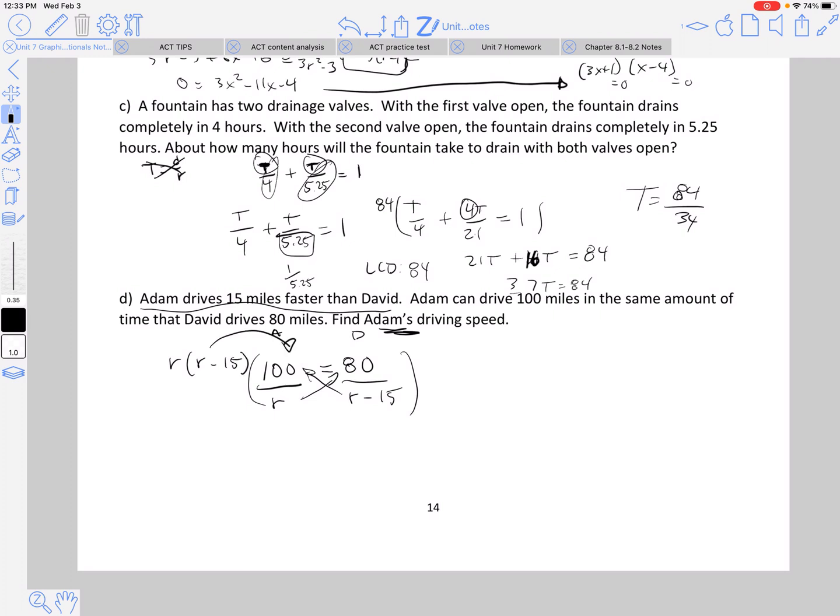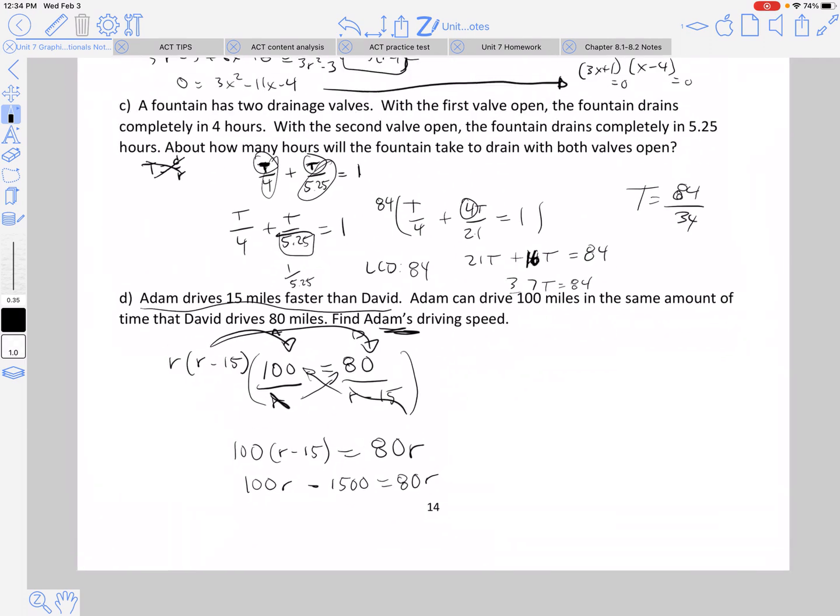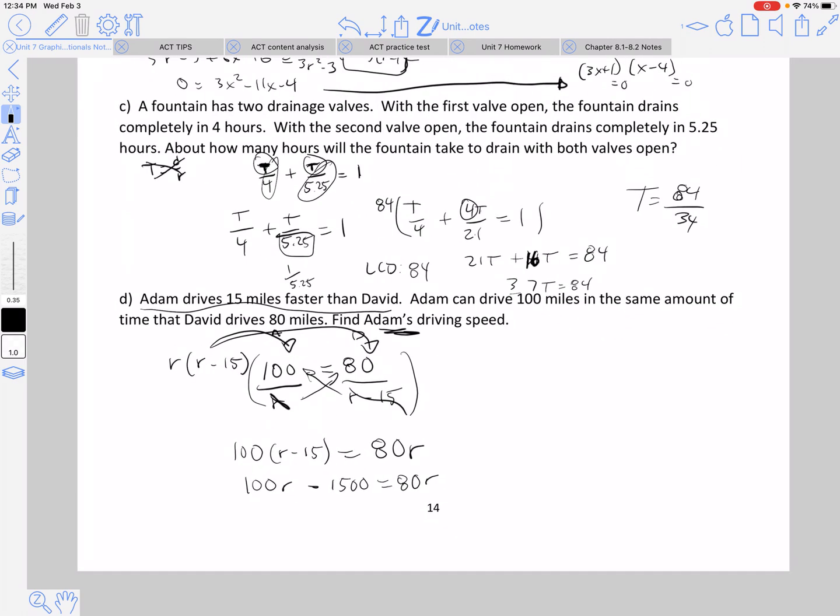And so when I distribute that in here, it'll cancel out that R, leaving me with 100 times R minus 15. And then when I distribute it in here, it's going to cancel out the R minus 15, leaving me with the 80R. So now distribute. And then solve. So I'm going to add 80R and 1500, and I'll get 20R equals 1500. Then I'll divide by 20, and I get R equals 75. So he's going 75 mph.